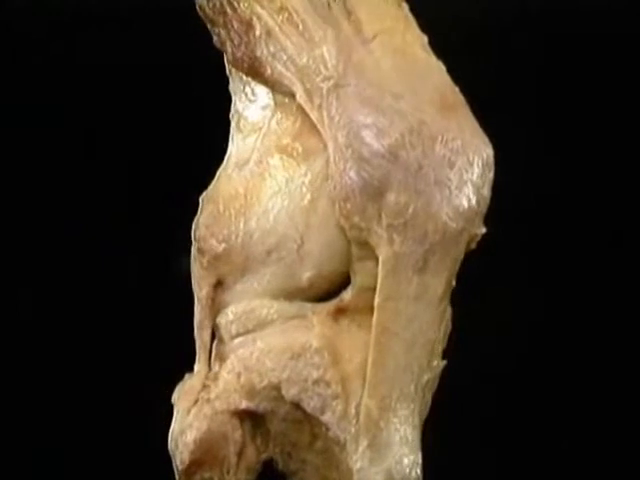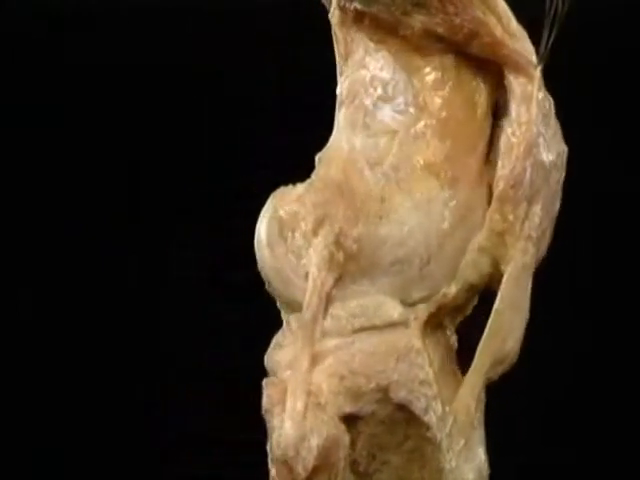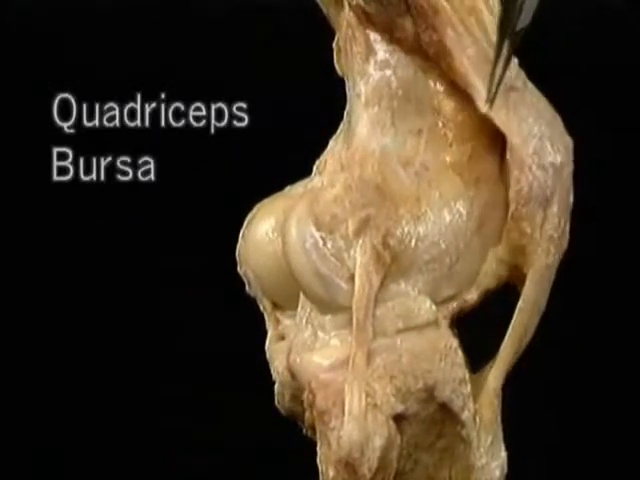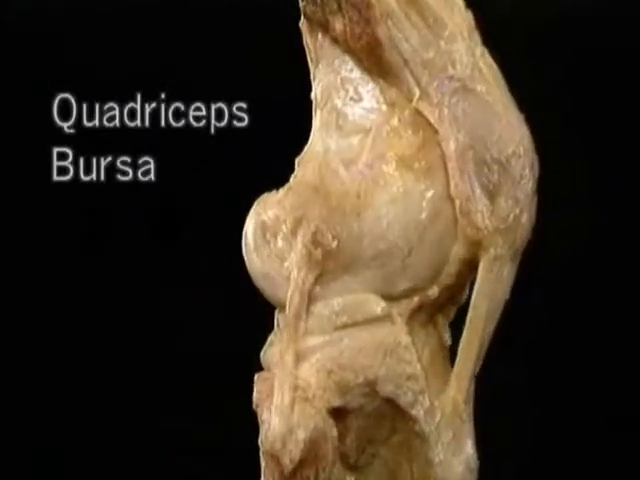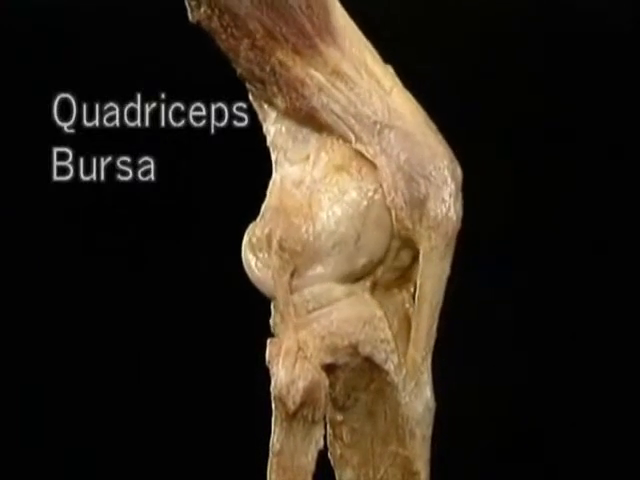Between the quadriceps tendon and the femur is an extension of the knee joint cavity, the quadriceps bursa. It's lined with synovial membrane. This lubricated pocket enables the quadriceps tendon to slide easily on the femur.